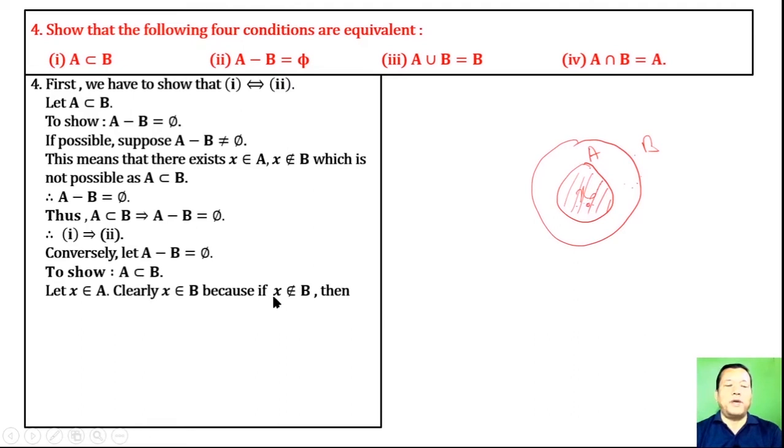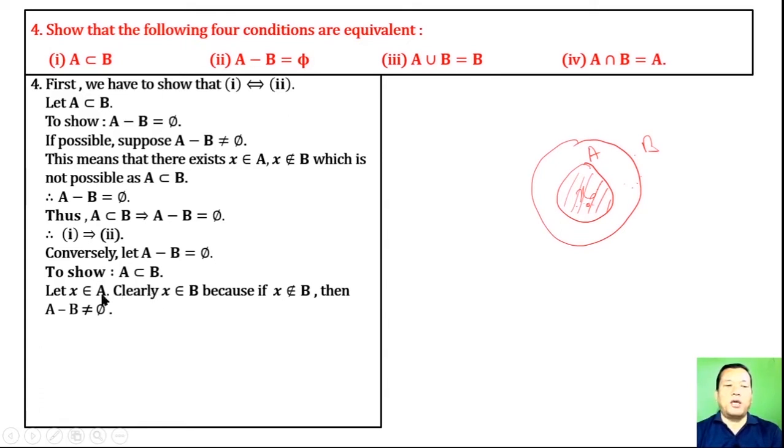Because if X does not belong to B, then A minus B is not equal to phi. Because if X does not belong to B, then A minus B is not phi.